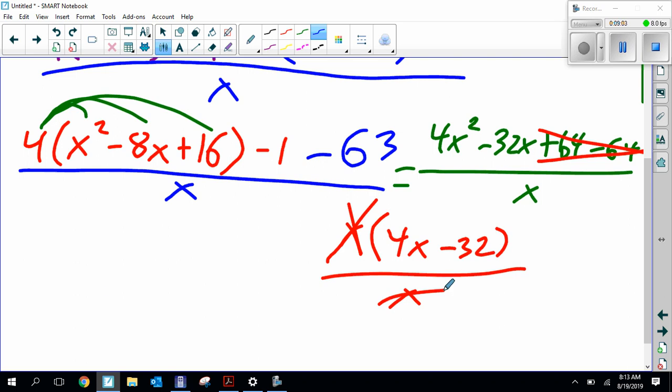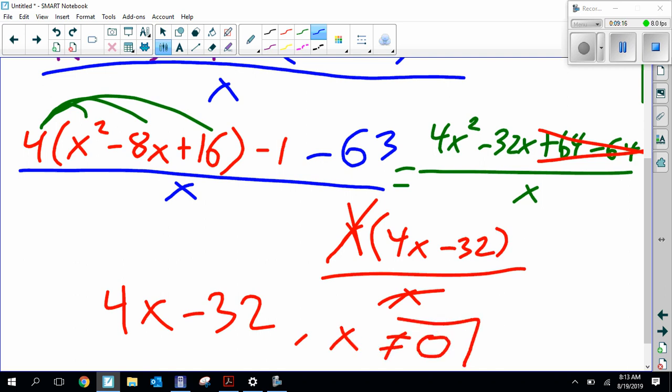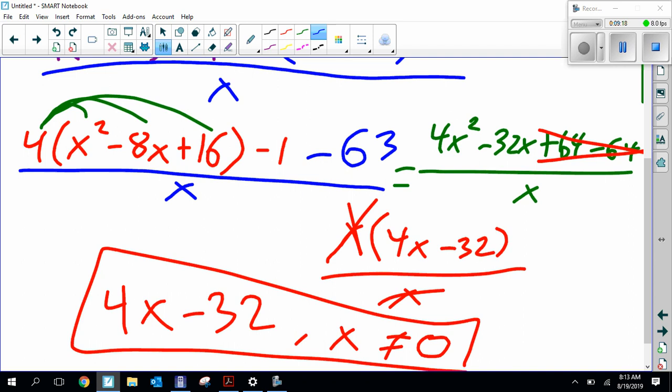So you're left with 4x minus 32. Just remember, since there was an x in the denominator, you have to say x is not allowed to be 0. That's it.